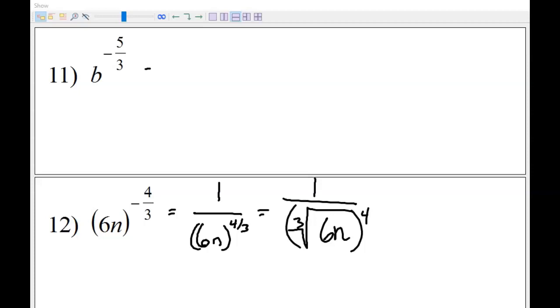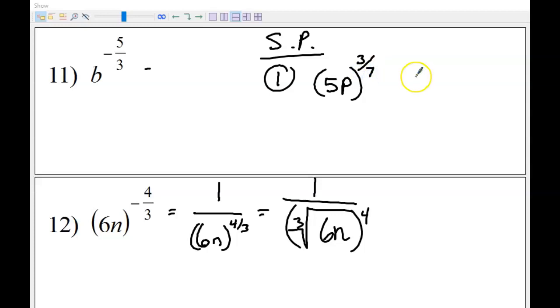Okay, so I want to put a couple up here for your student practice, and then we're going to call it a day. Ready? So here's number 1. I want you guys to find out for me what is 5p to the 3/7 power. And then I want you guys to tell me what is 2x to the negative half power.